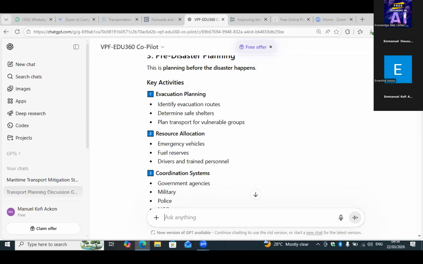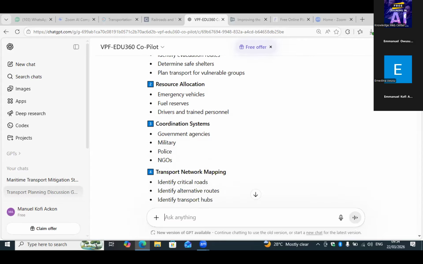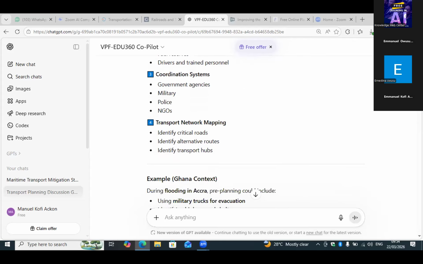Under resource allocation, you must have emergency vehicles readily available, fuel reserves, drivers, and trained personnel. Under pre-disaster management, you should have coordination systems. Under the coordination systems, 1 is the government agencies, the military, the police, and the NGOs. And 4, you have network mapping. You must be able to identify critical routes, identify alternative routes, also identify transport hubs.